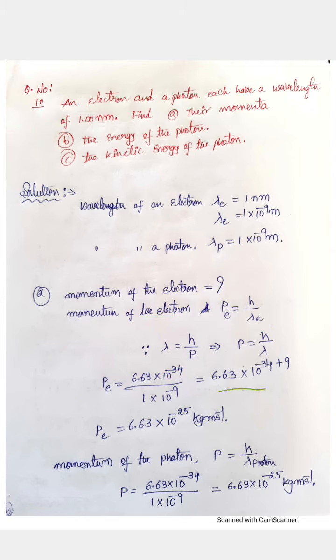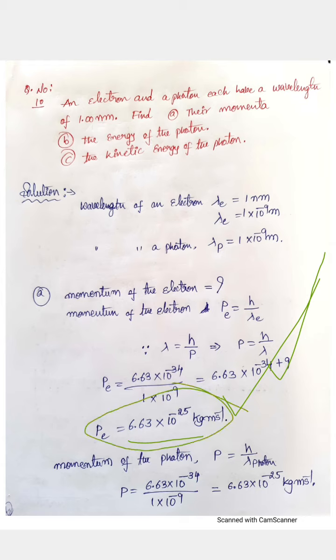What we will get? 6.63 into 10 to the power minus 34 in the numerator. In the denominator, 10 to the power minus 9 is there. Take this one to the numerator. What will it be? 10 to the power 9. Here x to the power m into x to the power n is equal to x to the power m plus n. That is 6.63 into 10 to the power minus 34 plus 9. You will get 6.63 into 10 to the power minus 25 kg meter per second. Now we got the momentum of the electron.